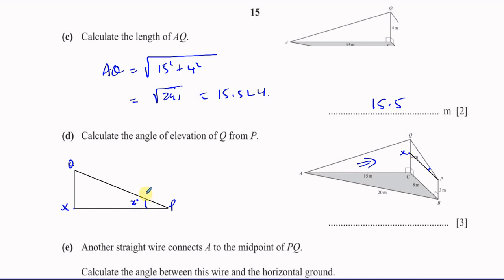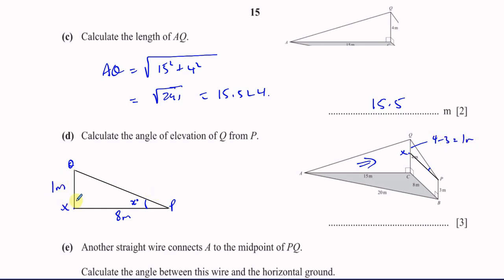So how do I find this angle? Well, I know that this length from P to X is parallel to this 8, because it has to be horizontal. That's going to be 8 meters. PX and BC are both the same length. And I know that from B to P is 3 meters, and from C to Q is 4 meters. So this length here is 4 minus 3, which is 1 meter.